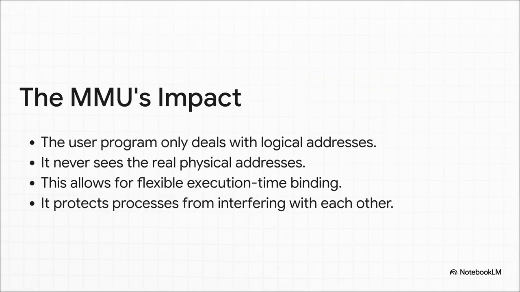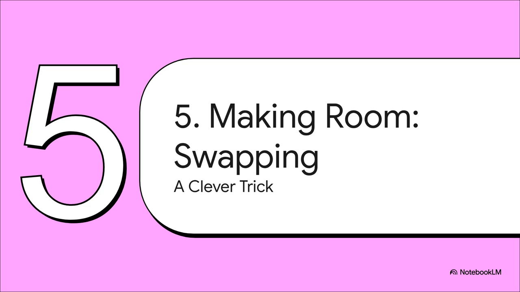The impact of having this MMU is just profound. First off, the program lives happily in its own little logical bubble, never even seeing the real physical addresses. This is what allows for that super flexible execution time binding we talked about, because the OS can move the program around in physical memory just by changing one number in that relocation register. And crucially, it protects processes from each other. My program can't go snooping around in your program's memory, because from its point of view, your program's physical address doesn't even exist.